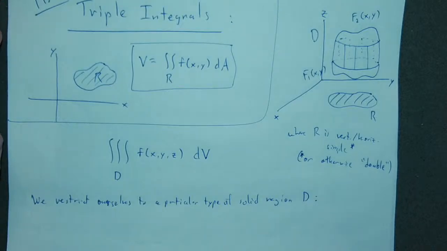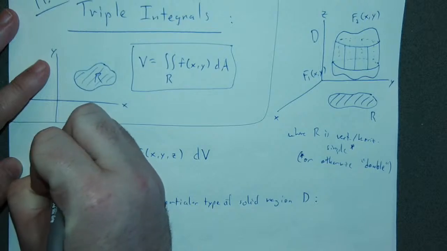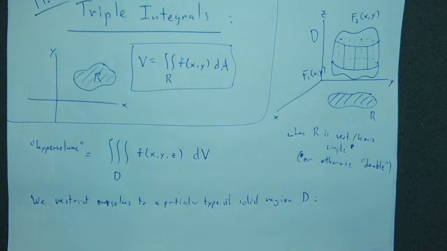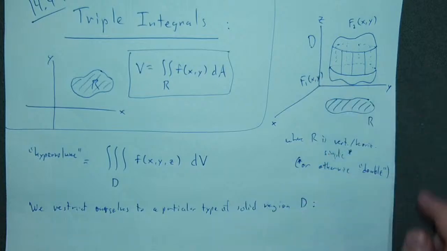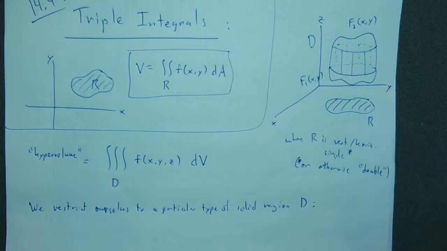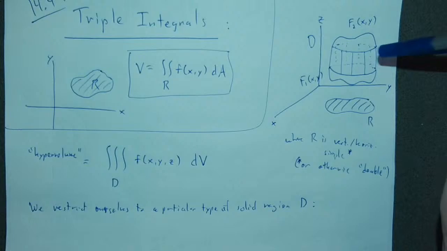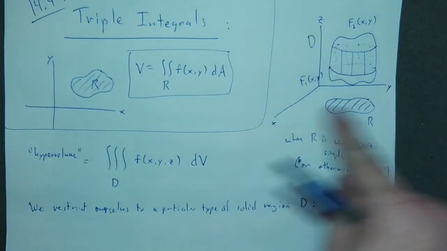Well, it computes a hypervolume. It is the hypervolume of the hyperregion in four-dimensional space that sits above, in a fourth dimension, this three-dimensional solid D. So there's a fourth dimension. I can't draw it here, but you can imagine there's a missing dimension that is above. We'll call that missing dimension W. So we have X, Y, Z, and W.